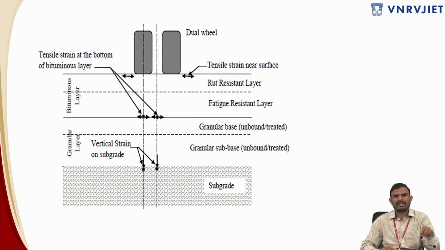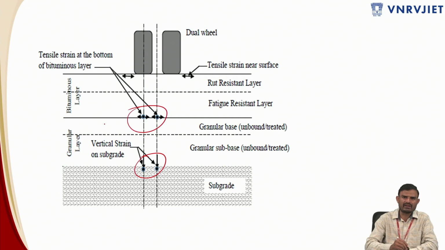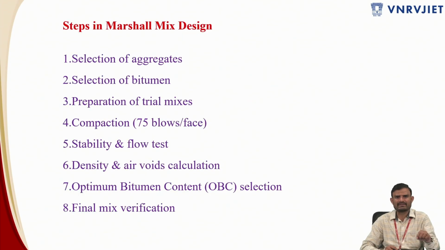Next, this is the image which I have taken previously from IRC 37, and you have looked at the critical locations for fatigue and rutting conditions. For rutting, it will be the vertical compressive strain at the top of the subgrade, and the horizontal tensile strain at the bottom of the bituminous layer will give an indication about the fatigue that has happened in the bituminous layers or the entire pavement layer.